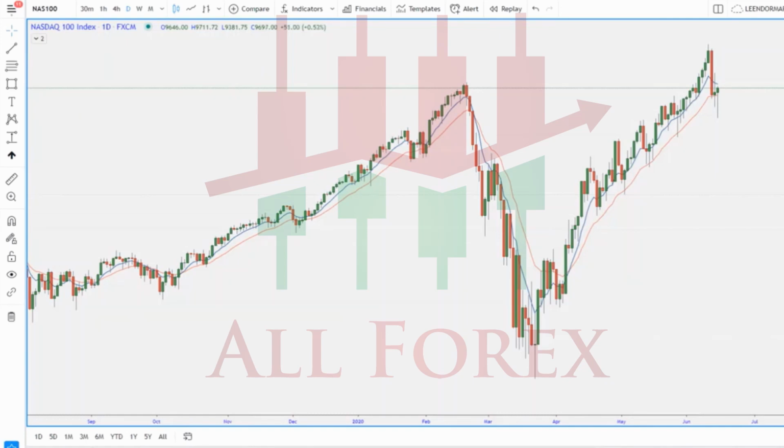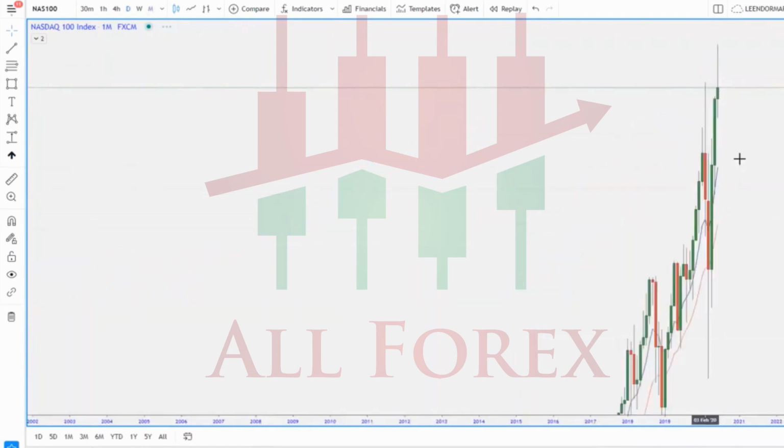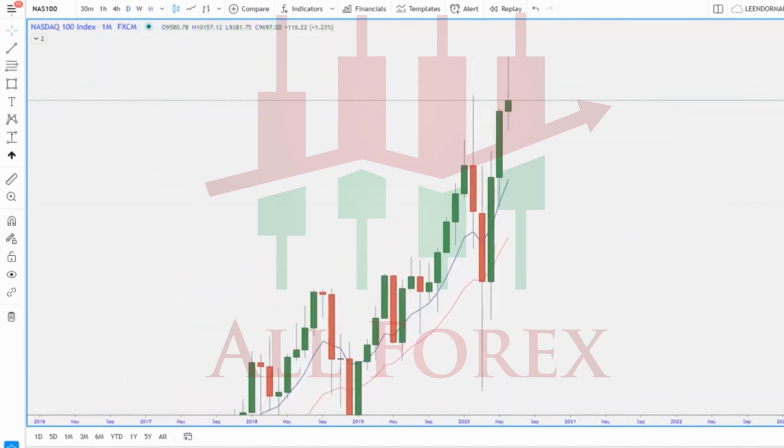First of all, I want to understand time frames when I look at Nasdaq. Unlike currency pairs, we don't look at Nasdaq from the monthly time frame. And when we go to the monthly time frame, we literally want to understand the market structure and see where the market is right now.